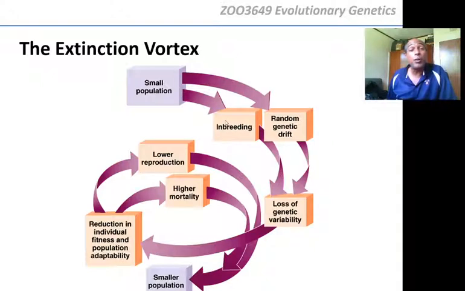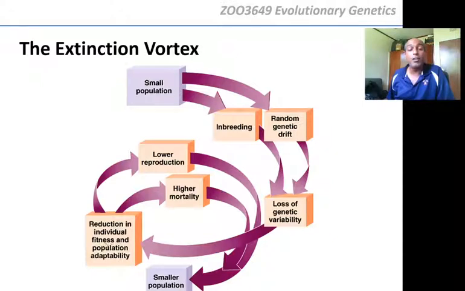Inbreeding means you're breeding with close relatives, your uncles or your cousins, or your brothers or sisters, or your parents. So inbreeding is breeding with close relatives. And what is that going to do? That's also going to reduce genetic diversity because you have only a few alleles because you're so closely related. There are no outside alleles coming from outside the family, okay? And your loss of diversity will lead to lower fitness, okay?